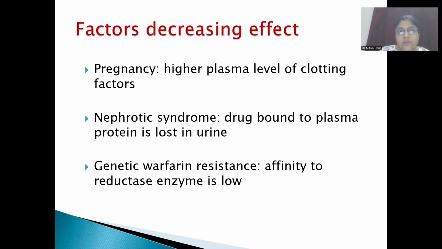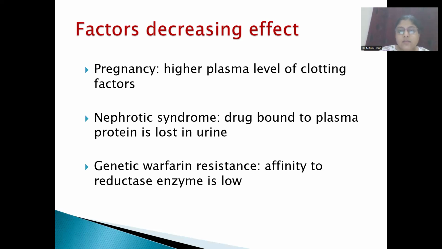Factors decreasing the effect: pregnancy, with high plasma levels of the clotting factors. So the plasma level of clotting factors is more, and a reduced warfarin effect will be there. Nephrotic syndrome: the drug bound to plasma protein is lost in the urine. In nephrotic syndrome, warfarin, which is bound to plasma protein, is lost in the urine. So the effect will be reduced.